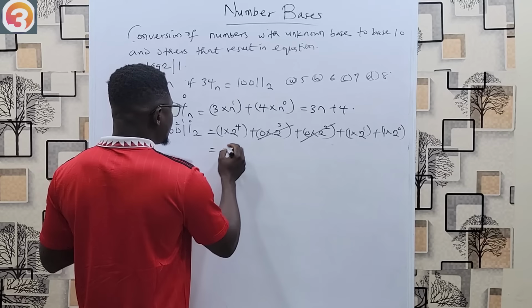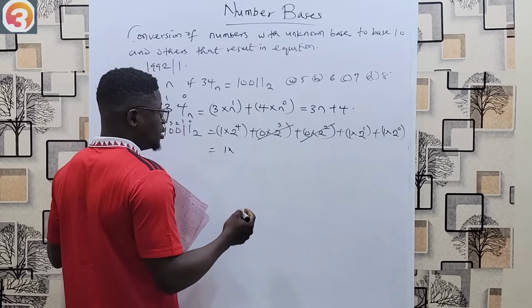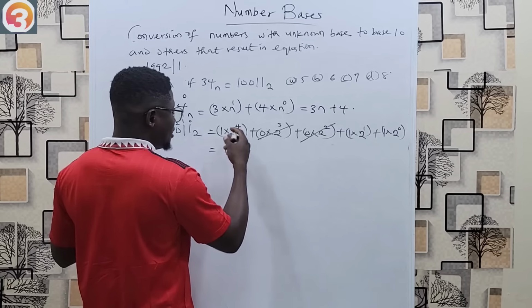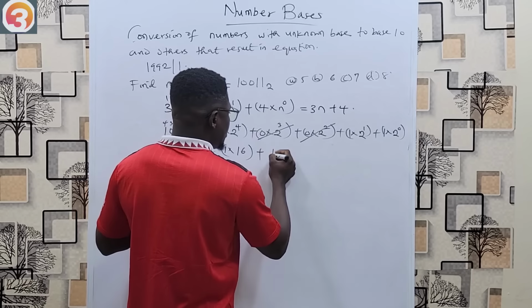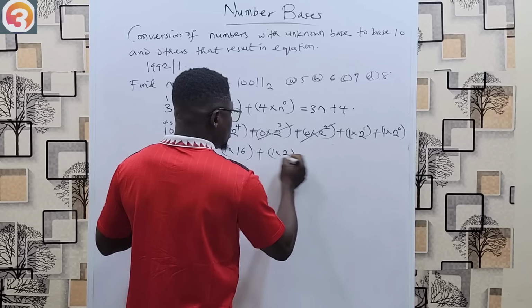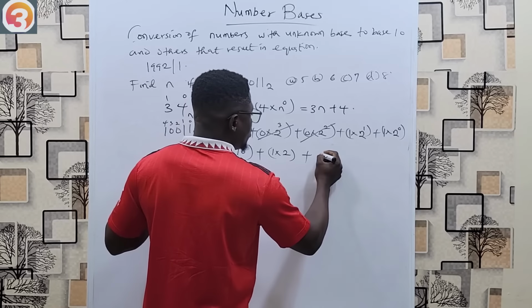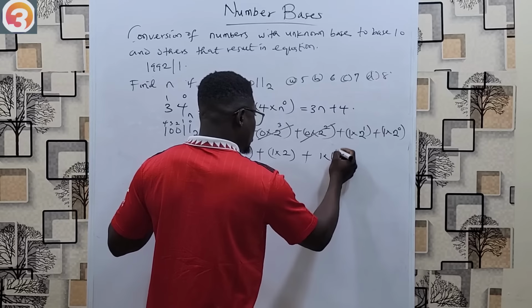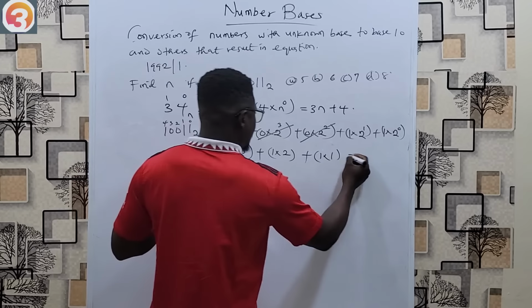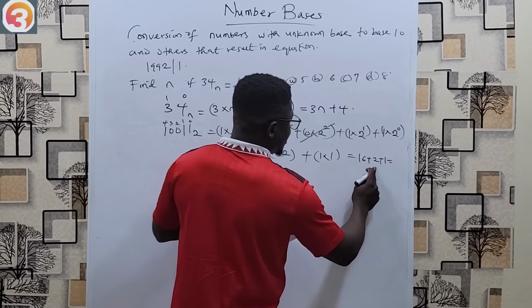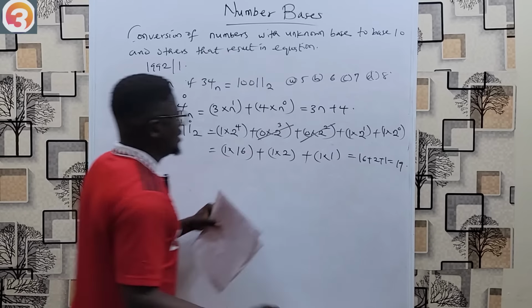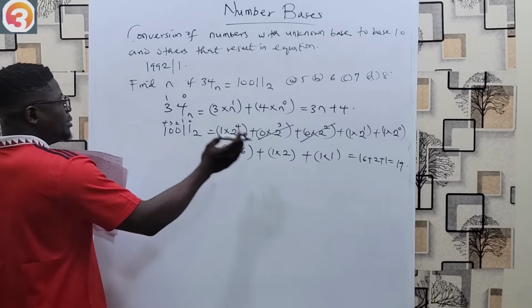So I'm going to have 1 times 2 raised to power 4. 2 raised to power 3 is 8, 2 raised to power 4 is 16. 1 times 16, plus 1 times 2 raised to power 1, which is 2, then plus 1 times 2 raised to power 0, which is 1. So our result here will be equal to 16 plus 2 plus 1. 16 plus 2 is 18. 18 plus 1 is 19.